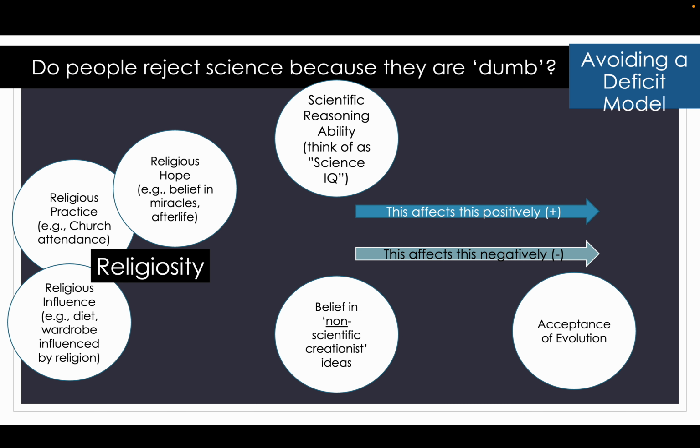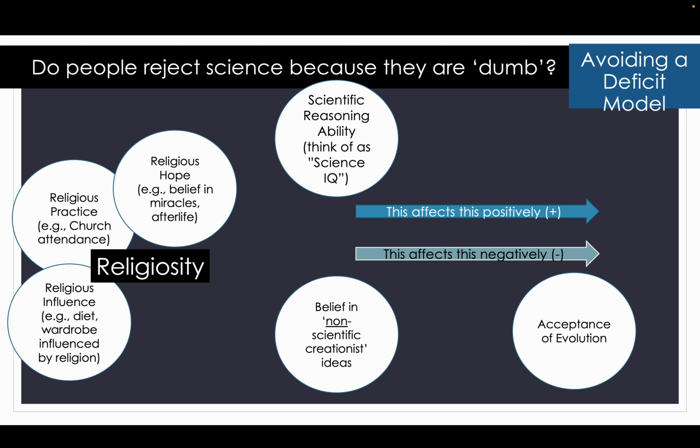Okay, and then we talked about the deficit model. So we ran this experiment in my lab. The deficit model is the idea that, and people do this all the time, scientists assume that if someone doesn't accept the science, like if they don't accept evolution or they don't accept vaccines, that they're somehow less intelligent, that they have a deficit in something.